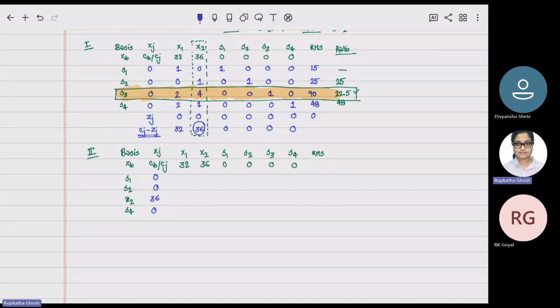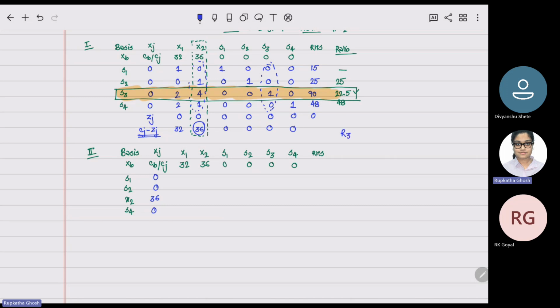Your values become, okay, now, first thing first. So, as I had said, now what will you do? Now you will try to make these columns similar to what? 0, 0, 1, 0, right? Because x2 has entered your basis. So, we will do elementary row operation.